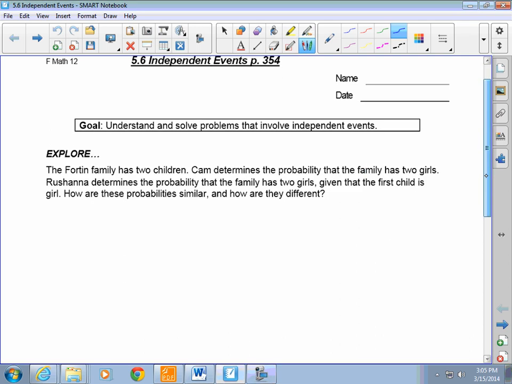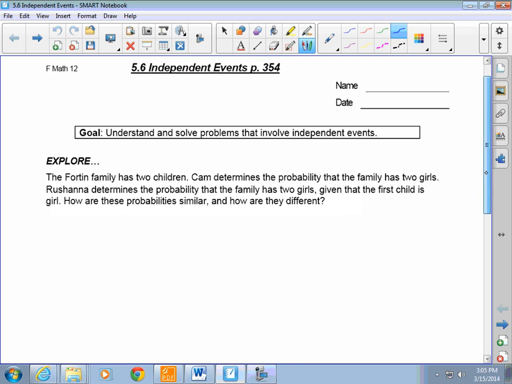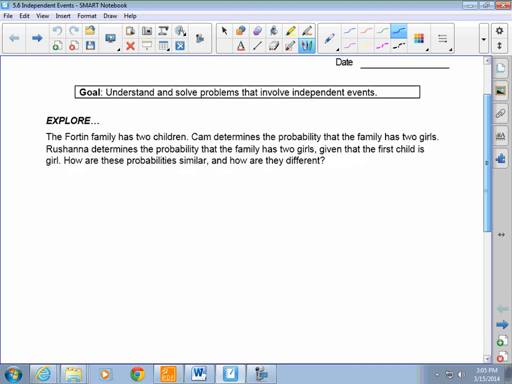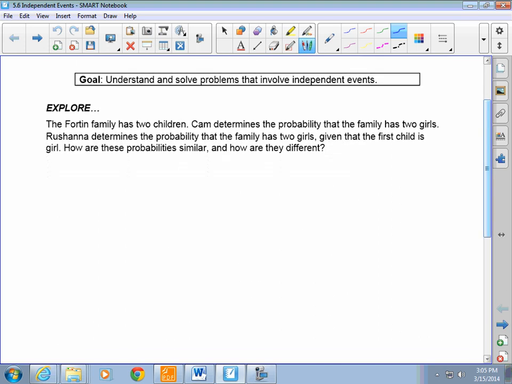Okay, the last section in Chapter 5 is independent events. So what we're looking at here is understanding what independent events are and then solving problems that involve them.